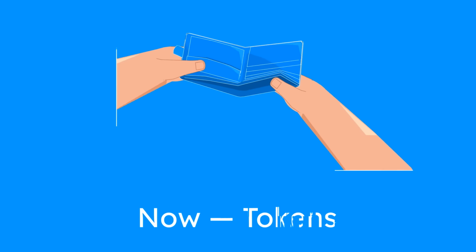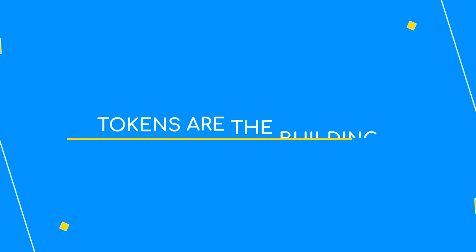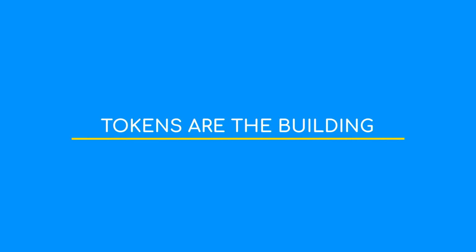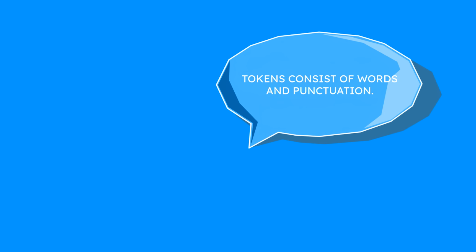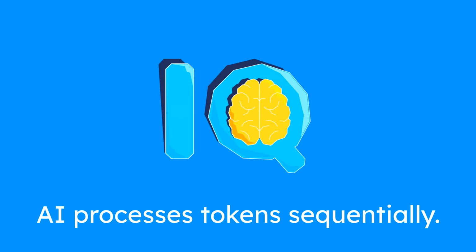Now, tokens. Every sentence you write is split into tiny pieces called tokens. Tokens are like the words and punctuation that make up your message. The AI reads and predicts tokens one by one.